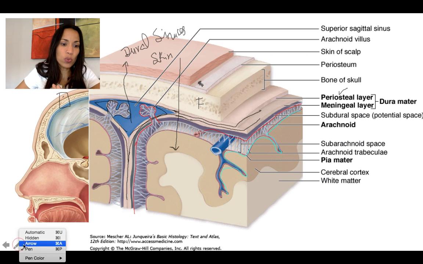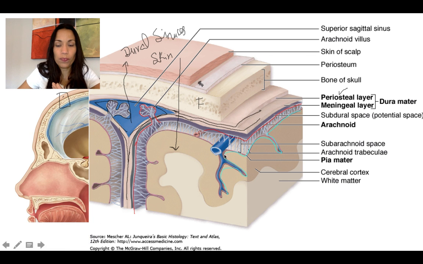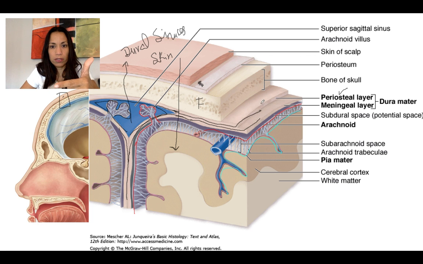Now, in between the three layers of the three meninges, we have dura mater in black, arachnoid in red, and pia mater in bluish. So in between these layers, we have two spaces, 1 and 2.